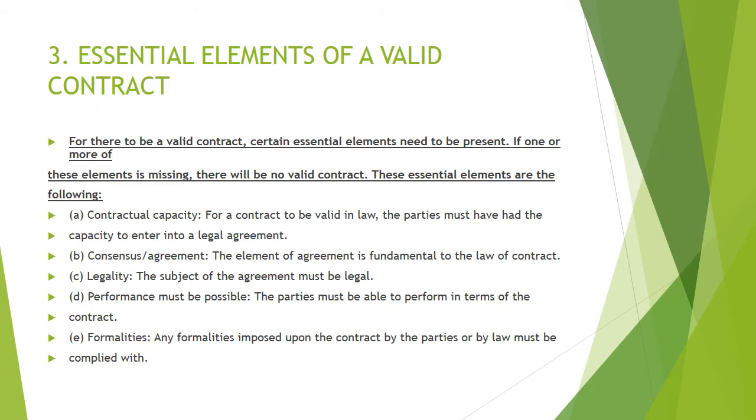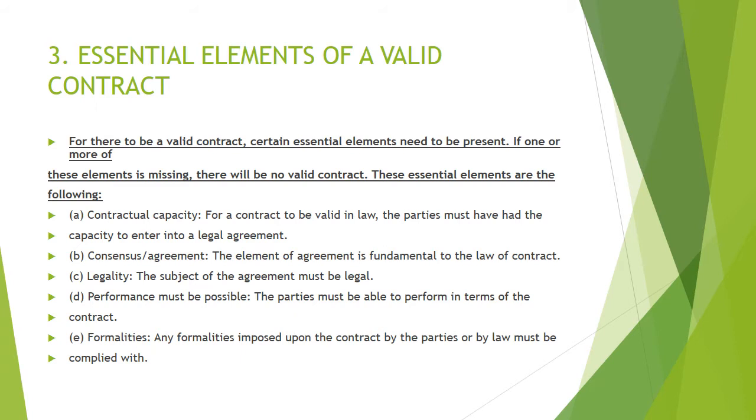Okay, for there to be a valid contract, certain essential elements need to be present, ladies and gentlemen. If one or more of these elements is missing, there will be no valid contract, right? It will be null and void. These essential elements are the following.